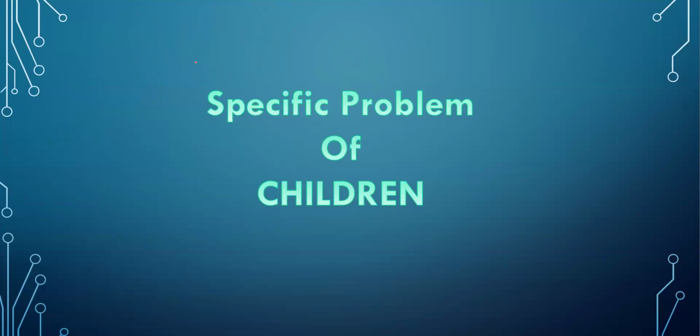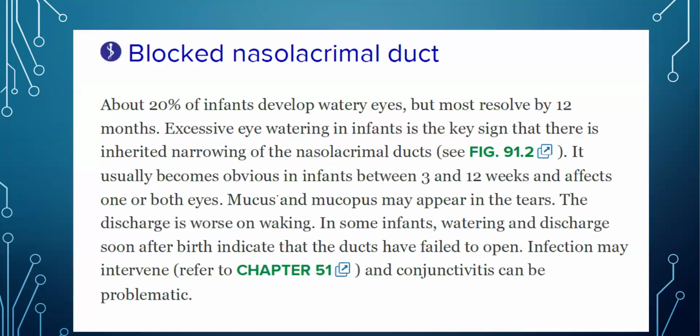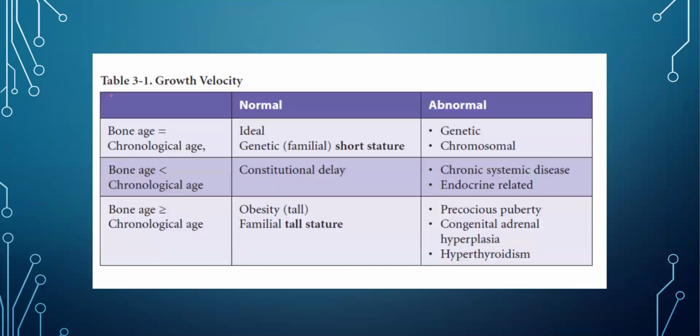Okay, moving on to some specific problems of children. This is from John Murtagh. These are not super important, but from time to time some important topics will come. Blocked nasolacrimal duct is not super important; you can read it by yourself. Growth velocity is important for the exam.